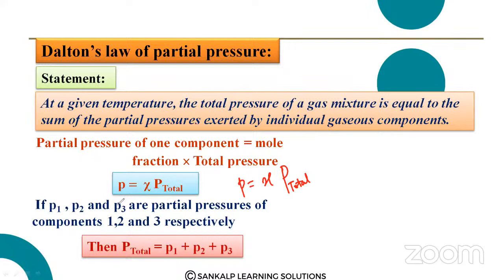If P1, P2, and P3 are the partial pressures of components 1, 2, and 3 respectively, then the total pressure is P1 plus P2 plus P3. This is how you find the partial pressure. When you want to find the partial pressure of one component, remember mole fraction into total pressure. If you want to find the sum of all the partial pressures, then P total equals P1 plus P2 plus P3, and so on. This is Dalton's law of partial pressures.